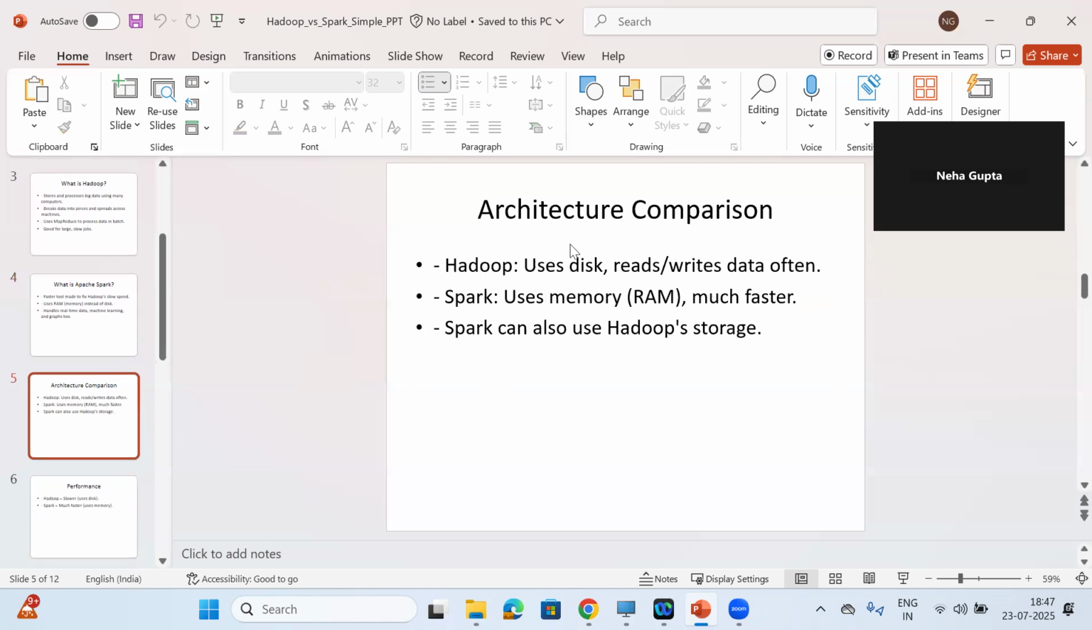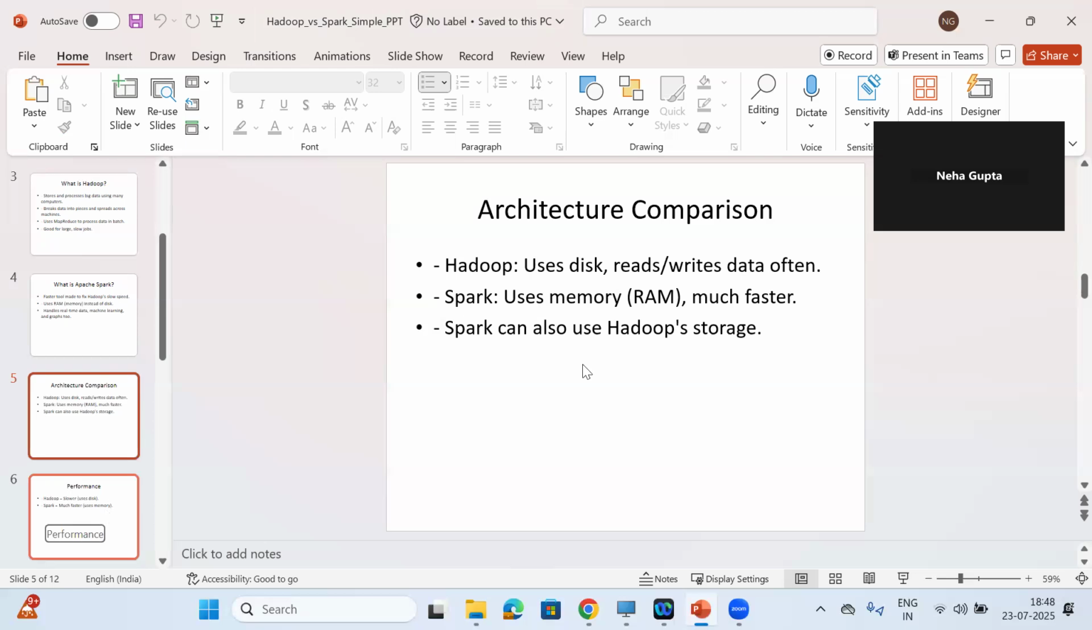Let's discuss the architecture comparison. Hadoop uses disk and often reads and writes data. Spark uses memory, basically RAM, to process the data faster. Spark can also use Hadoop storage. Spark has its own RAM storage to process faster, but Spark can use Hadoop as a storage system.